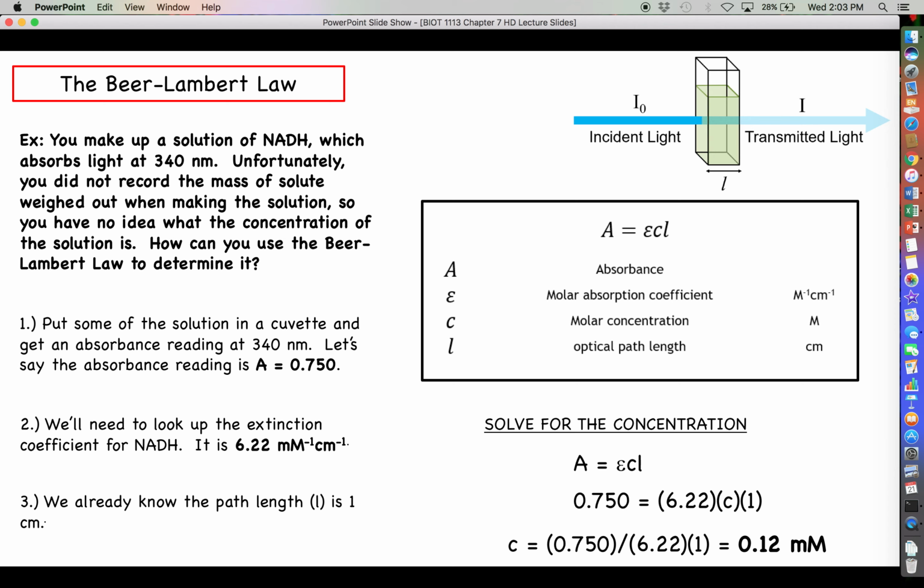So even though you screwed up a little bit and you forgot to record and remember what mass of solute you were dealing with, by using spectrophotometry here, we were able to actually determine what the concentration of the unknown solution was. And that's a very powerful thing indeed.